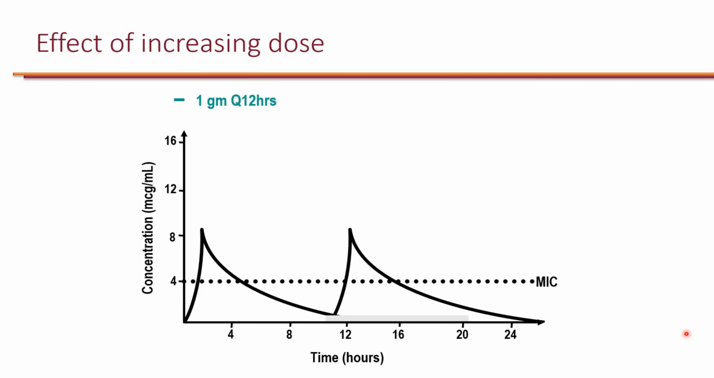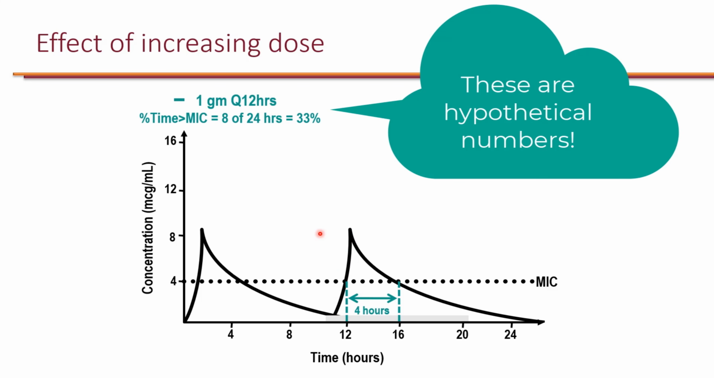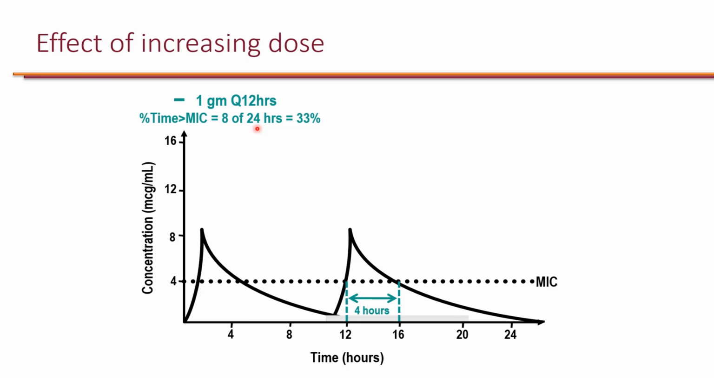Now let's take a look at pharmacodynamics of beta-lactams. Let's use cefepime as an example. So let's say you're infusing cefepime 1 gram every 12 hours. So you give this twice a day. And what happens is that every time we give a dose, the amount of time that the concentration goes above MIC is about 4 hours. So overall, over a 24-hour period, you have 4 hours here and 4 hours here. So overall, you have 8 hours out of 24. So the time above MIC for 1 gram Q12 hours of cefepime is about 33%.